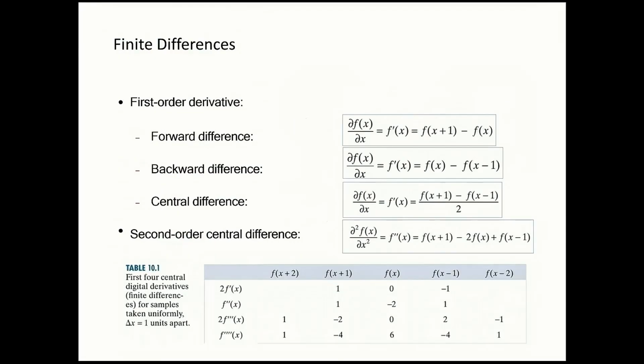So this is what the first order and second order derivatives are. For first order we have seen three kinds: forward, backward, and center. Second order is this one that we have seen before.